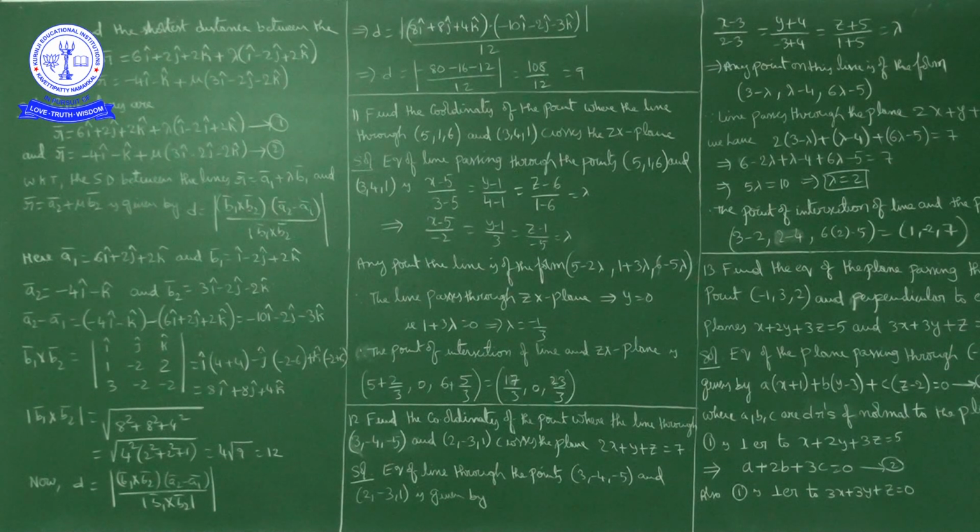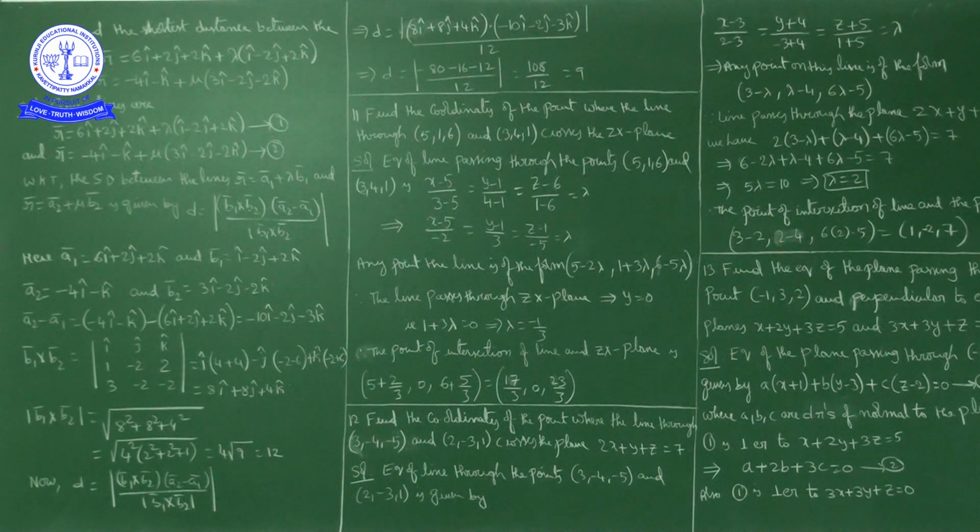Now if you compare these two lines with r bar is equal to A1 bar plus lambda B1 bar and r bar is equal to A2 bar plus mu B2 bar, what we have here is A1 bar is equal to 6i cap plus 2j cap plus 2k cap. B1 bar is equal to what? i cap minus 2j cap plus 2k cap. That is A1 bar, B1 bar. What is A2 bar? A2 bar is minus 4i cap minus k cap. And B2 bar is 3i cap minus 2j cap minus 2k cap.